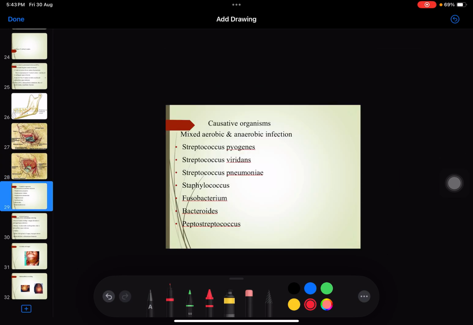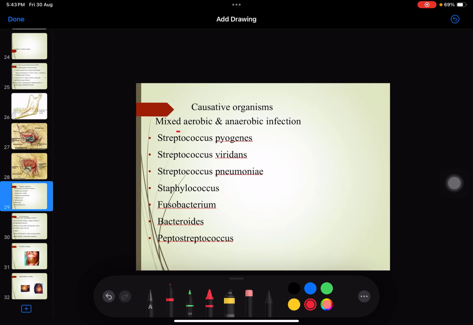So the most common causative agents, see, it's a mixed aerobic and anaerobic infection, so you need to remember Bacteroides, Fusobacterium, Streptococcus pneumoniae, Staphylococcus aureus. Okay, Streptococcus pneumoniae, Streptococcus viridans, Staphylococcus, Fusobacterium, and Bacteroides.